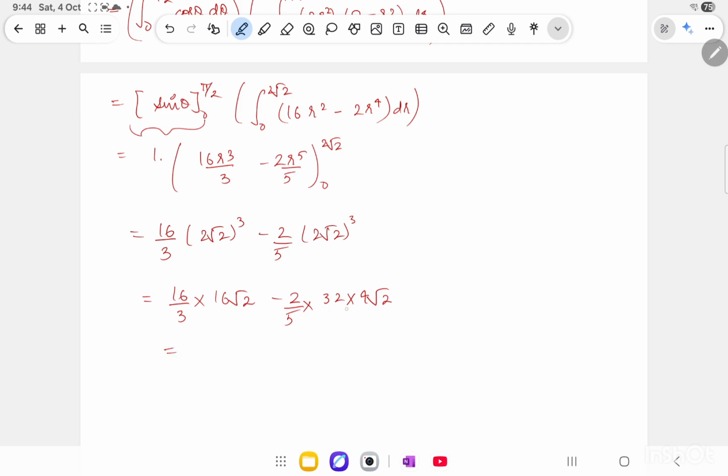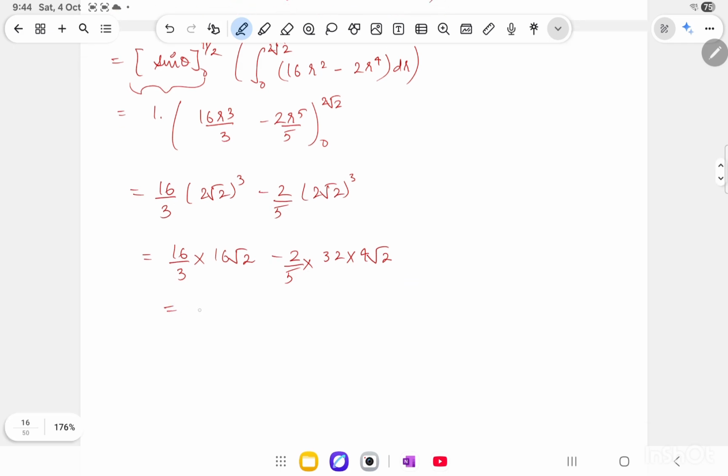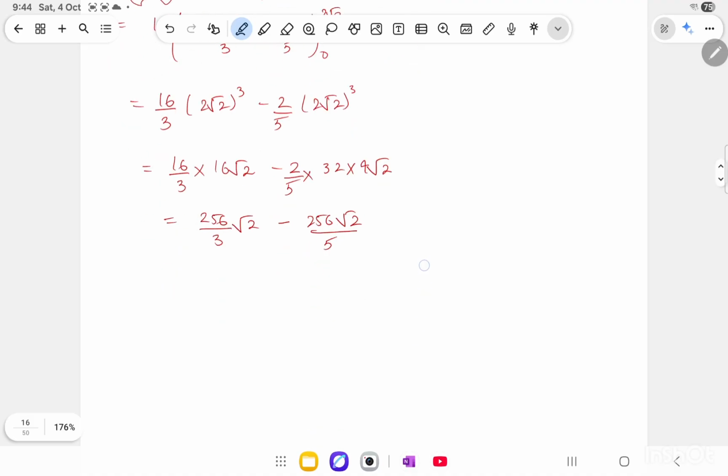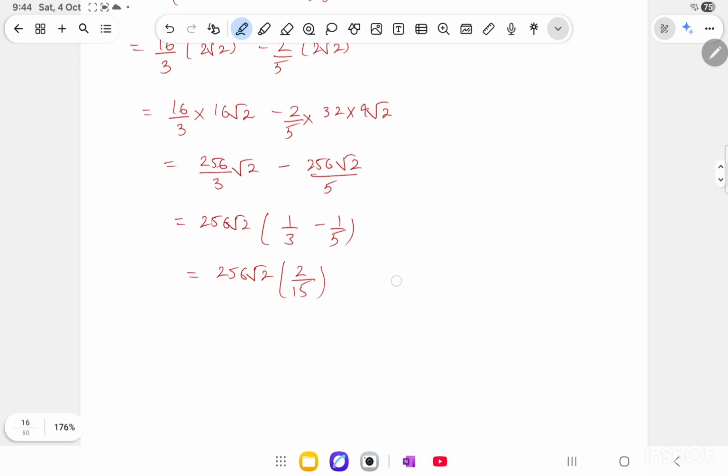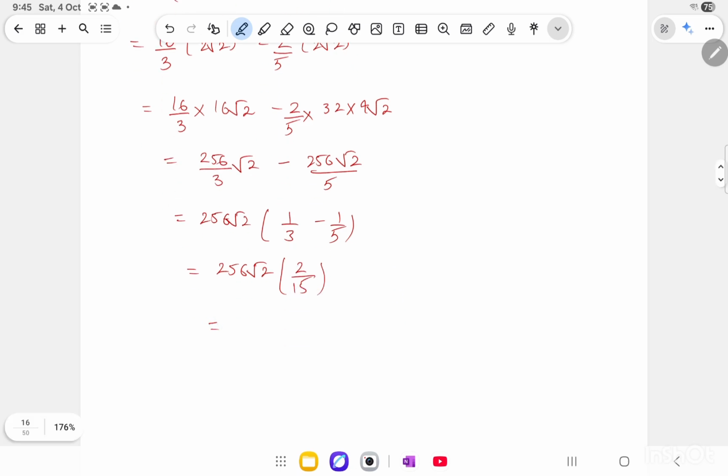We can pull this root 2 outside. It will be 16 into 16, 256 by 3 times root 2, minus 32 into 8, that is again 256 root 2 by 5. So we can pull out this 256 root 2 outside, so we are left with 1 by 3 minus 1 by 5, that equals 256 root 2 times (5 minus 3) by 15, that is 2 by 15. So it equals 512 root 2 by 15.